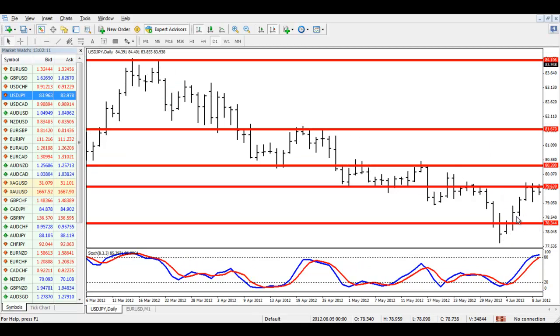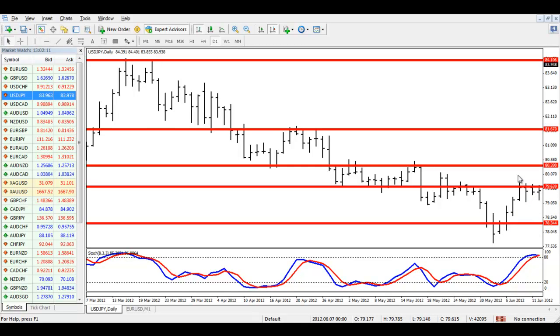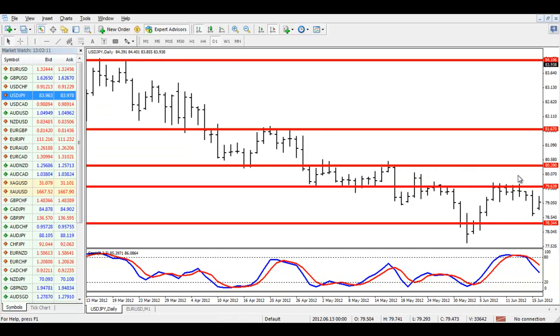Now, buyer, buyer, buyer, seller bar, inside seller bar. Maybe we're looking for a reason to get short now. It's an inside bar at support becoming resistance. And again, the price moves down in our favor.